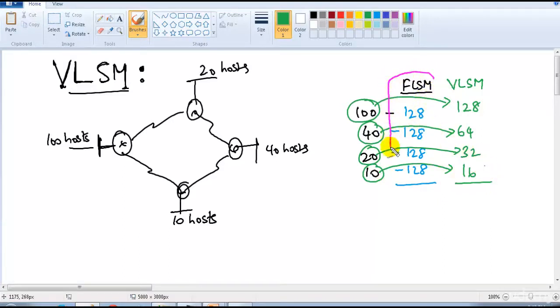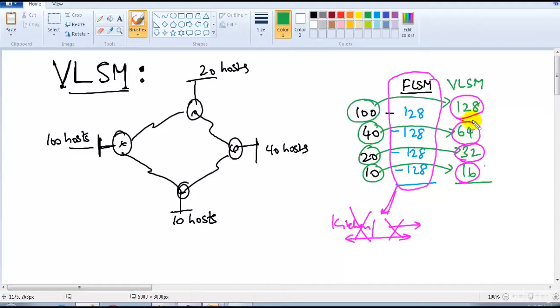In FLSM, we divide all the network sizes equally. Just like your kitchen, your bathroom, bedroom, everything being the same size. Generally the classrooms of any organization are all the same size, which is not recommended. We may have different requirements in different departments, so we can have variable sizes. The sizes may be the same, may not be the same. I'm not saying it will always be different, but we are efficiently utilizing the addresses.